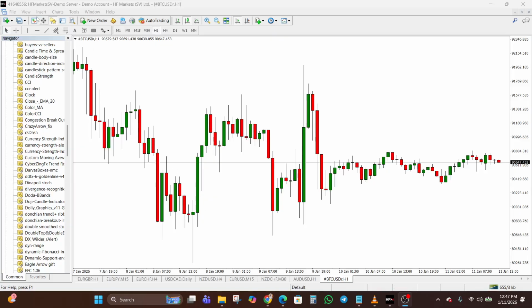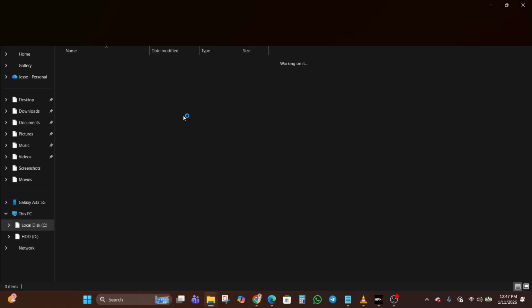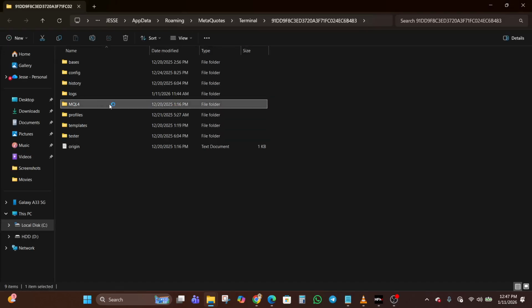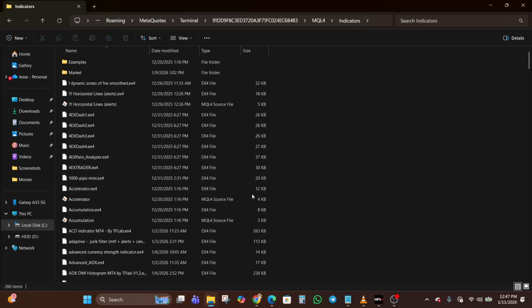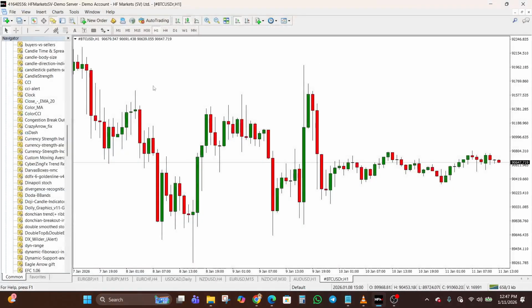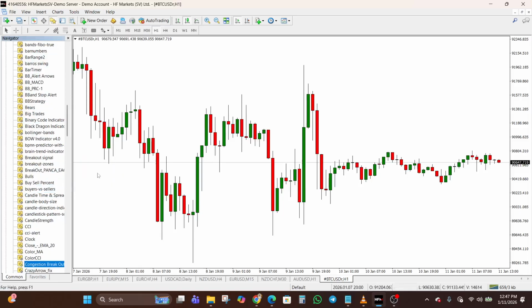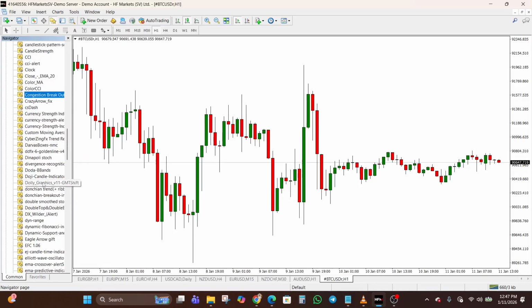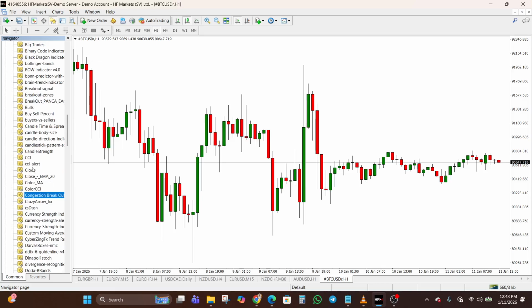After downloading the indicator, just head on to your indicators folder for MT4, MQL4 indicators, and then just paste the indicator in here. Okay, once you're done with that, you head back to your MT4 terminal and you just refresh your navigator and look for the CCI Alert Indicator. Okay, drag and drop.